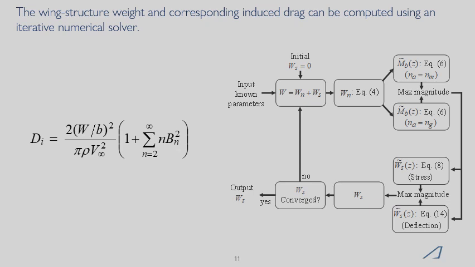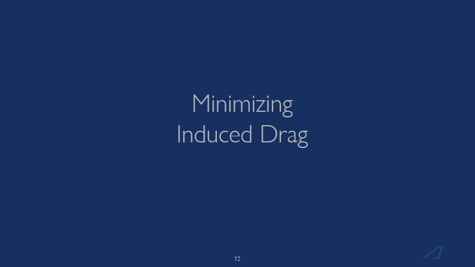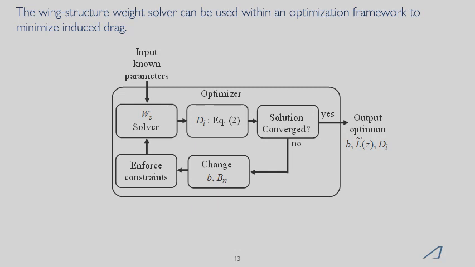Once we have an estimate for the wing structure weight, we can plug that back into our equation for the induced drag, and we can obtain an estimate for the induced drag for a given wingspan and lift distribution that accounts for how those affect the wing structure weight. And what this really facilitates now is then the minimization of induced drag on a wing. And this is done in a very straightforward way. We just put our method for estimating the induced drag with the wing structure weight taken into account.